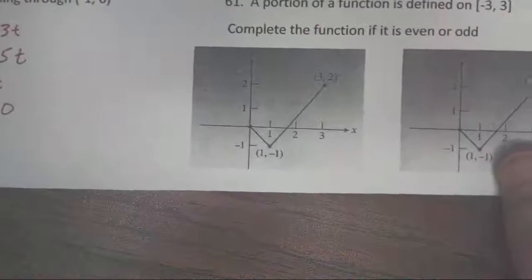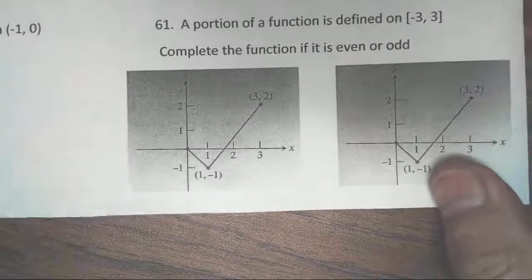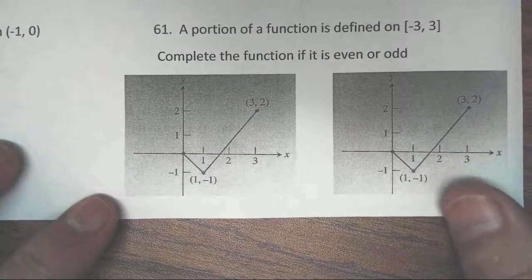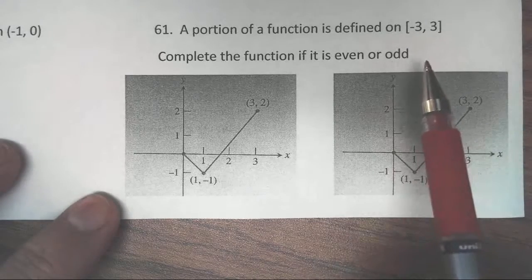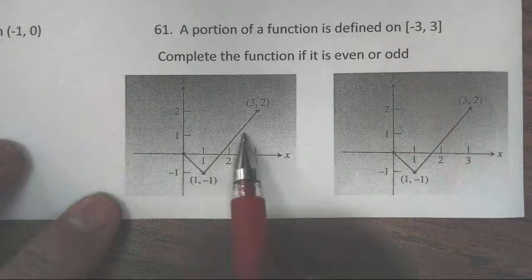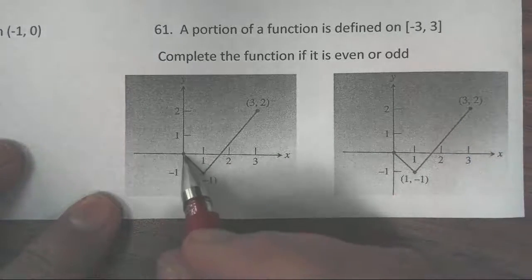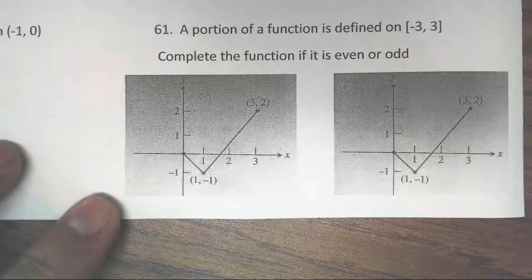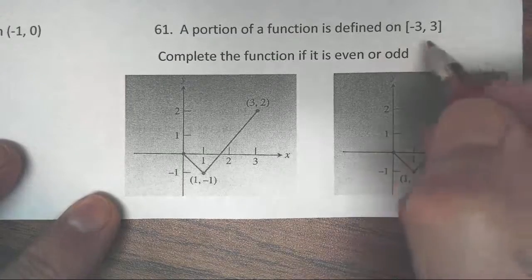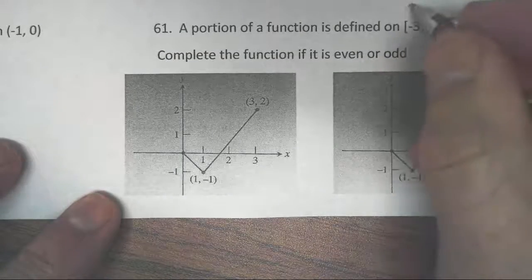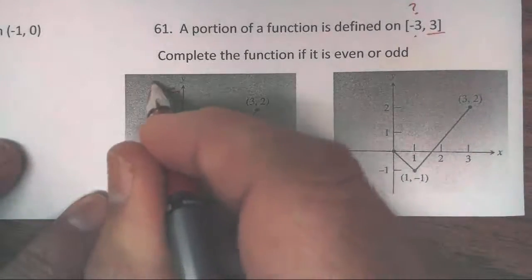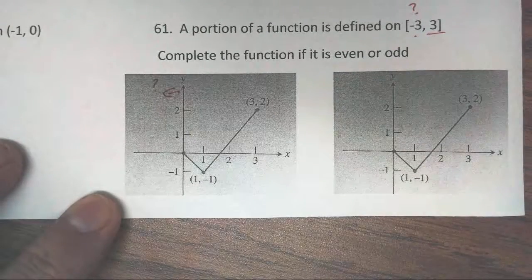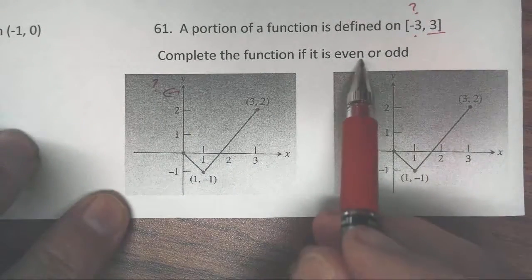Okay, and 61. Kind of a fun one. A portion of a function is defined on negative 3 to 3. I look at this function down here, and these are the same, obviously. We've got two parts to this. It only shows the graph from 0 to 3. So it goes to the end, but it's missing negative 3. It's missing this part to the left. What happens over here? It says complete the function if it is even or odd.